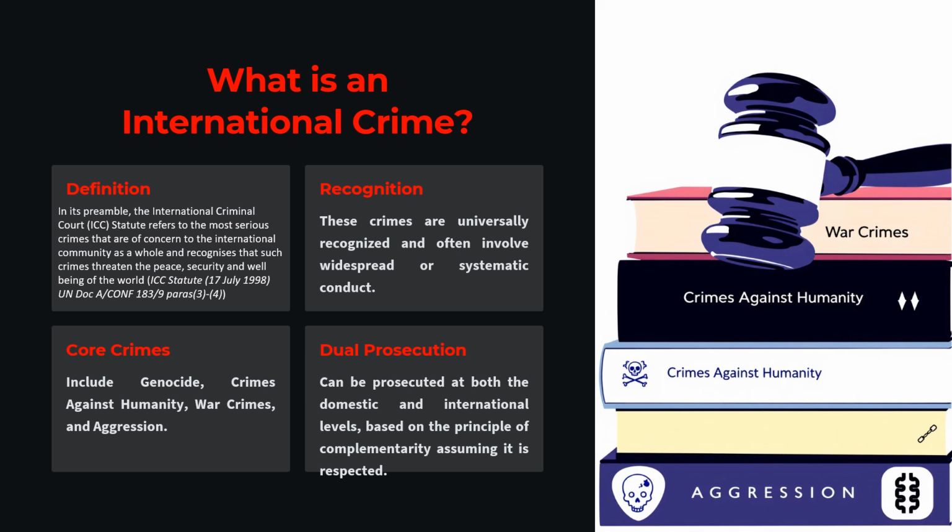So what exactly is an international crime? You've got the definition from the preamble of the International Criminal Court statute, which refers to the most serious crimes that are of concern to the international community as a whole, and recognises that such crimes threaten the peace, security and well-being of the world. And then you've got this idea of recognition. These crimes are universally recognised and often involve widespread or systematic conduct, and the core crimes are genocide, crimes against humanity, war crimes and aggression. And there is this idea of dual prosecution: they can be prosecuted at both the domestic and international level, inside the country or at the International Criminal Court.